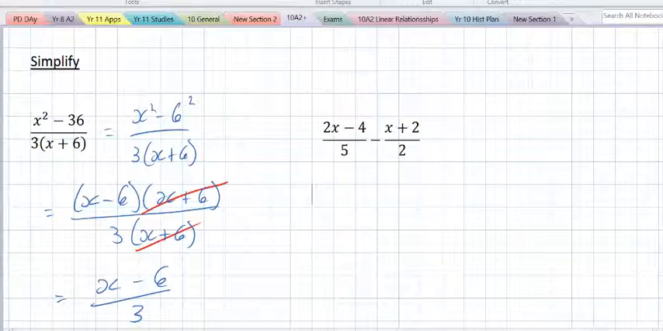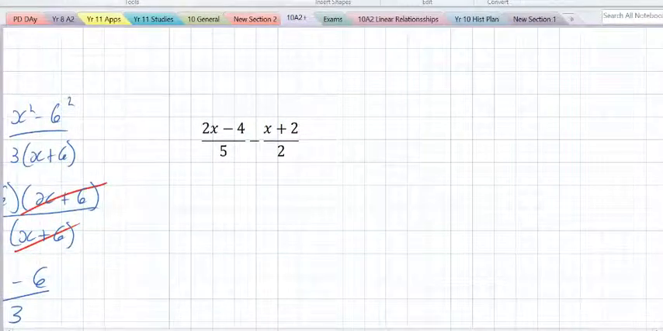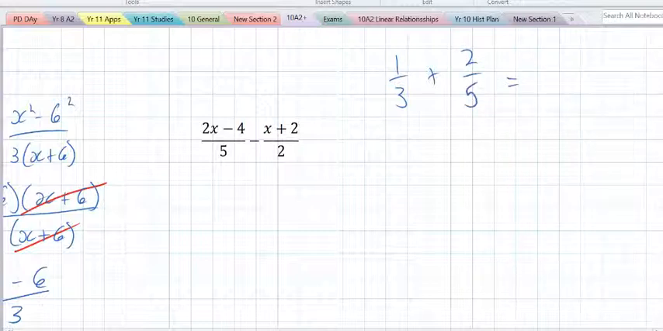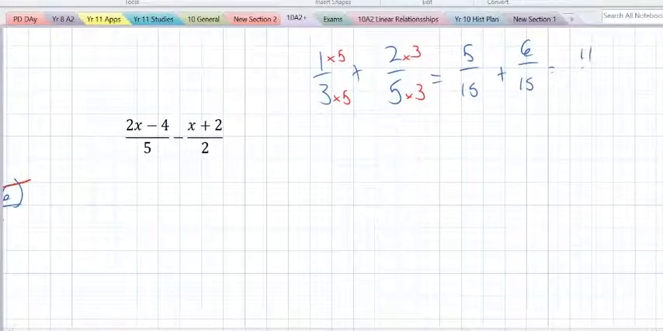Who remembers adding and subtracting of fractions? Take your time to make the bottom the same. Basically, imagine if we just had a third plus 2 fifths. How would you add a third plus 2 fifths? I find a common denominator. Alright, what's a common denominator? 15. How do you get 3 to 15? 3 times 5. Good. Whatever you do to the bottom, you must do to the top. Leaving you with 1 times 5 is 5 over 3 times 5 is 15 plus 2 times 3 is 6 over 5 times 3 is 15. Well done. It's equal to 11 over 15.